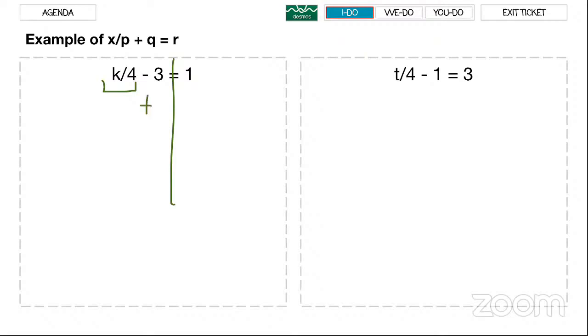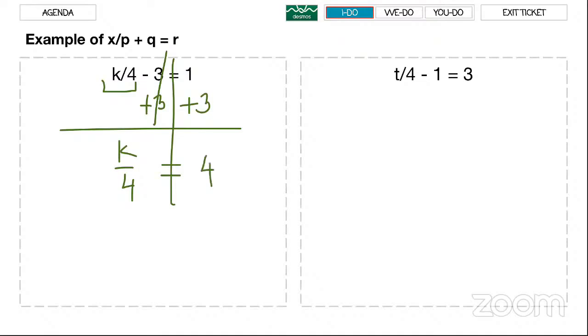You always do the opposite of whatever has been done in the equation. So you add 3 this time on both sides of the equal sign to keep it balanced, like the teeter-totter we talked about last Friday. So negative 3 plus 3, they cancel out. And you need to bring down the variable term. It's k over 4, and equal to 1 plus 3, that becomes 4.